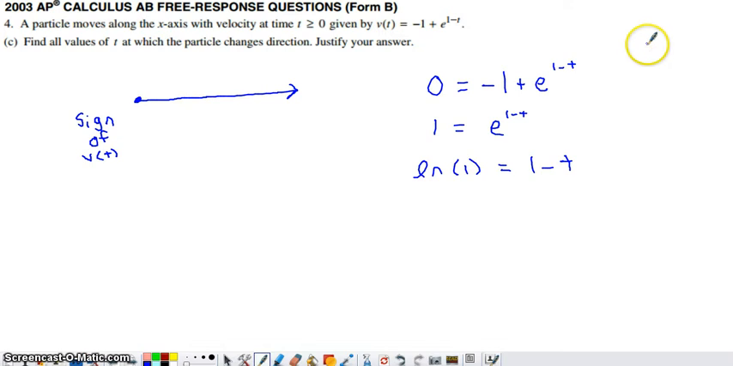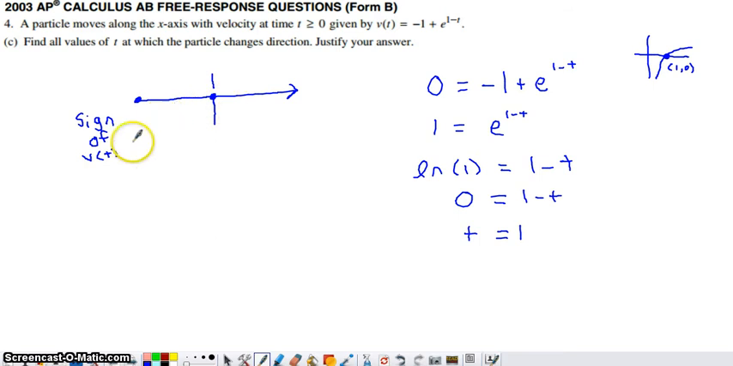Now if you think about the natural log of 1, the graph of the natural log of x looks like this. So this point on the graph is the point (1, 0). So the natural log of 1 is the one value of the natural log function that you should know. It's 0. So if you're solving this for t, add the t over to the 0, and you get t equals 1. So the only time the velocity function is equal to 0 is when t is equal to 1. The velocity function's never undefined. E to a power is always defined. So the only time that the velocity could potentially change signs is as we cross the t value of 1.